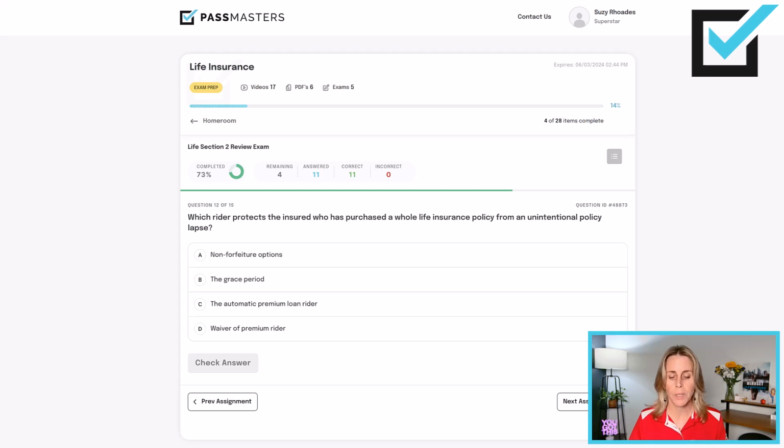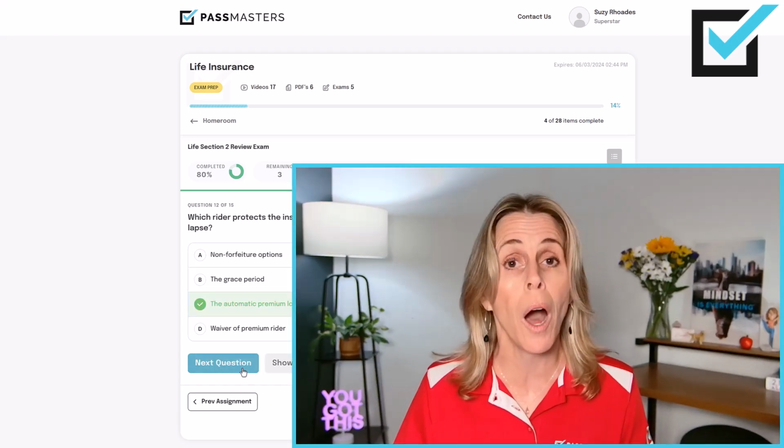Which rider protects the insured who has purchased a whole life insurance policy from an unintentional policy lapse? Non-forfeiture options, the grace period, the automatic premium loan rider, or waiver of premium rider. So let's see. A cash value policy can have the automatic premium loan rider. All policies have a grace period, which is a period where coverage will be provided if a claim occurs during the grace period. The claim will be paid minus the overdue premium. But you can only have the automatic premium loan rider on a life insurance policy that has cash value. After the grace period has gone by, a loan will be taken out against the policy's cash value to pay the premium, keeping the policy in force. It is a rider that is free but must be selected by the client.